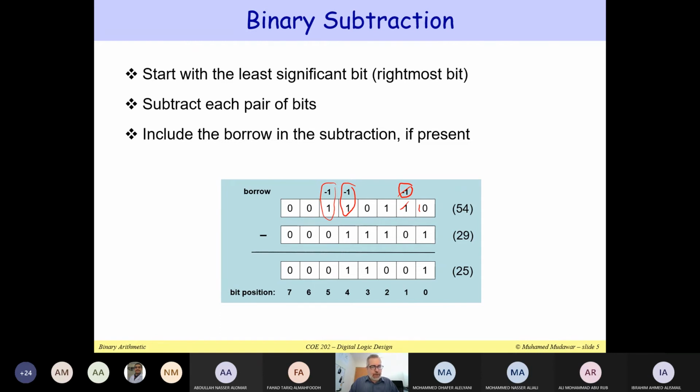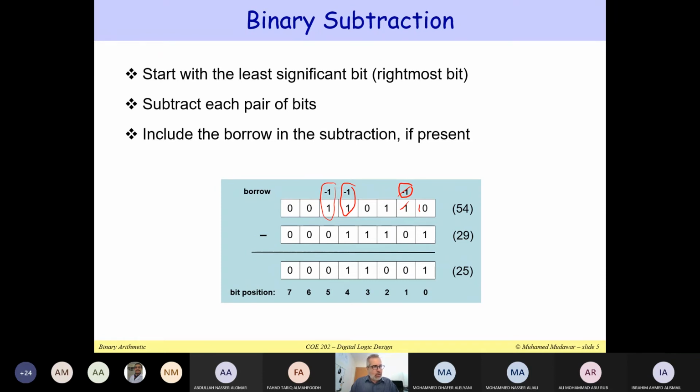Now, notice that 54 is larger than 29. So for this reason, we got the result to be 25. However, if we would like to calculate 29 minus 54, try it. You will get a borrow. So if the first number is smaller than the second number and you are subtracting, then the difference will be negative. But so far, we don't know how to represent negative numbers in binary. I need to talk about this. I did not talk about this.